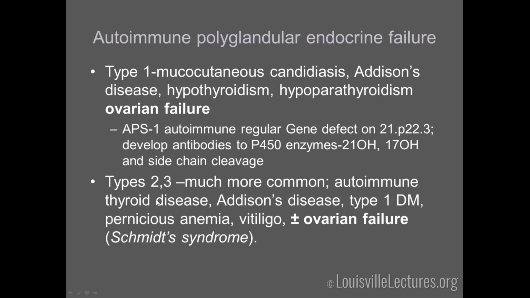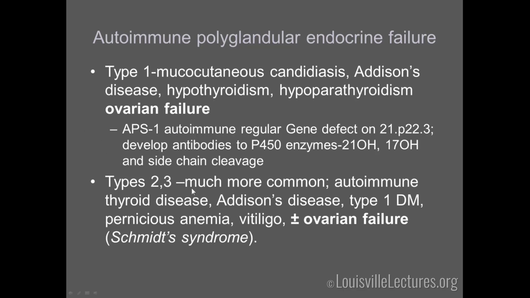So one other form of gonadal failure I wanted to highlight for you is called autoimmune polyglandular endocrine failure, and there are two forms, type 1 and type 2. The type 1 is uncommon, but it's a nice board exam question because you see patients with mucocutaneous candidiasis of the lips, fingers, etc., who then, as young children and teenagers, develop Addison's disease, hypothyroidism, hypoparathyroidism, and ovarian failure. And these patients have been found to have this autoimmune regulator gene mutation, APS1, and it's of great interest to immunologists because it helps them understand how the immune system controls genes in endocrine glands.